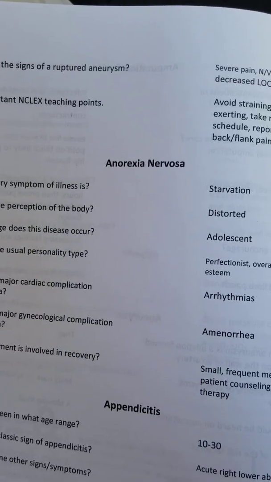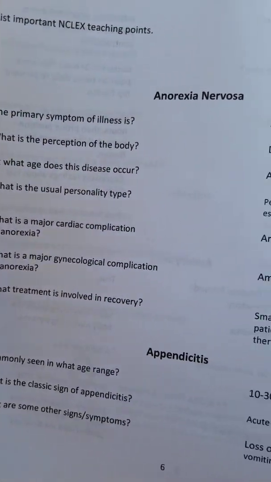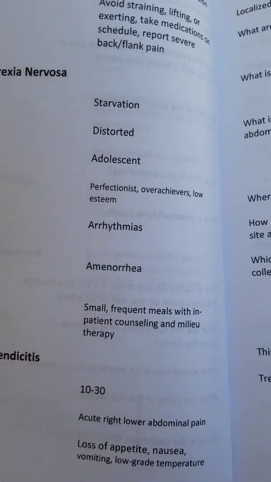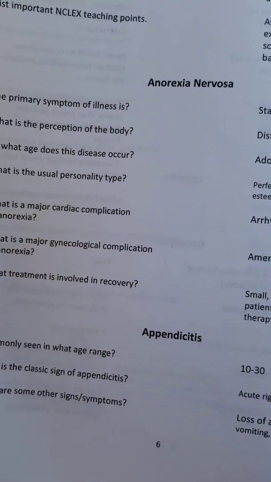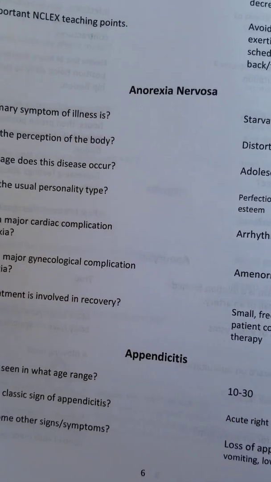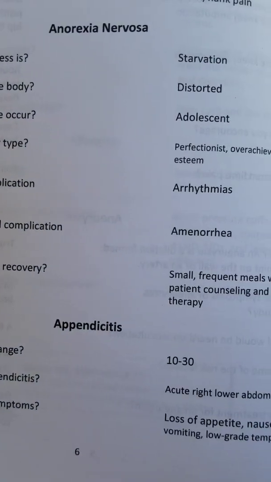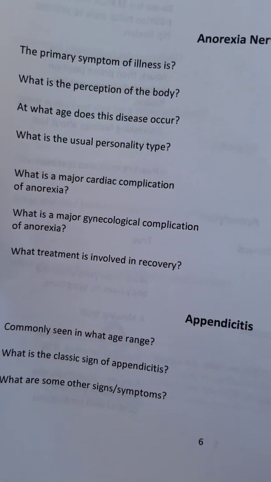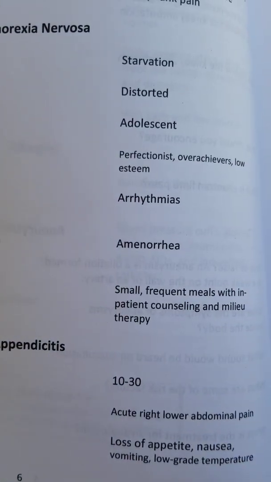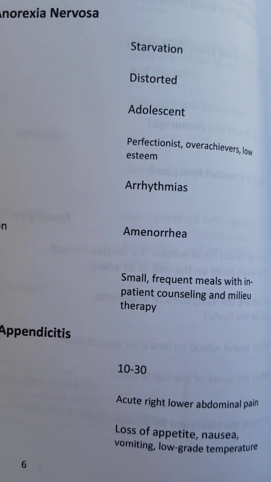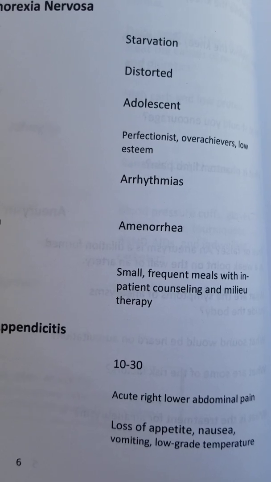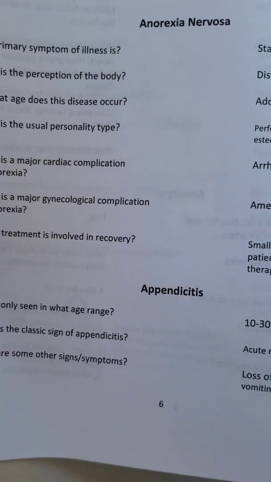Anorexia nervosa. The primary purpose of this is starvation. The perception of their body is distorted. Age of disease usually occurs in adolescence. Usual personality type of anorexia nervosa is being a perfectionist, overachiever, or low self-esteem.